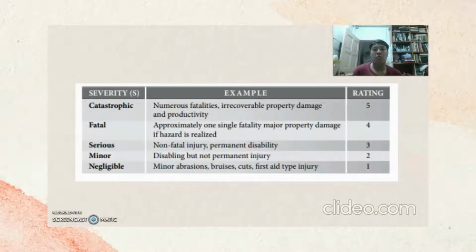So what is severity? Severity, according to OSHA, has 5 classes, which are catastrophic, fatal, serious, minor, and negligible. So it also has 5 ratings, from 5 to 1.